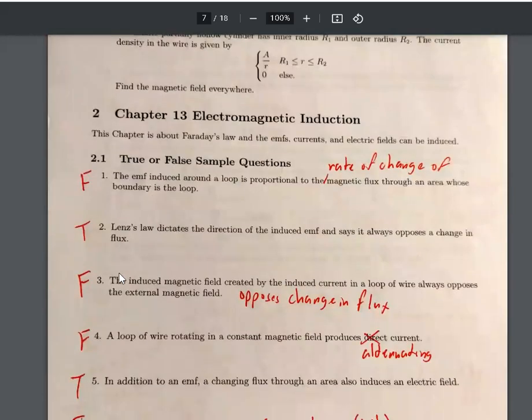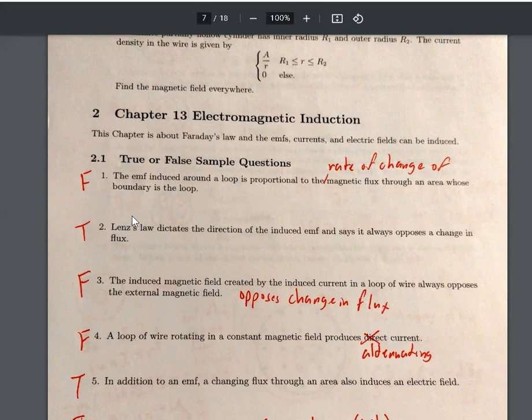Okay, so chapter 13, electromagnetic induction. So the EMF that's induced around the loop does not care about the magnetic flux. It cares about the derivative of the magnetic flux with respect to time. So only if it's changing is there going to be an EMF induced, not if it's constant. It doesn't matter what the size of it is, only how quickly it's changing.